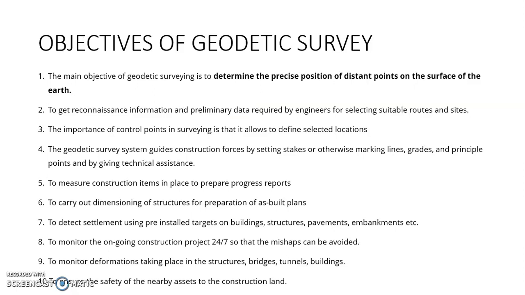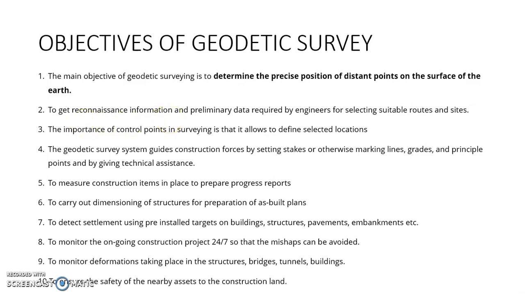What is the objective of geodetic survey? The primary objective of geodetic survey is to determine the precise position of distant points on the surface of Earth. Now, these points will be far apart. The other objective is to get reconnaissance. Reconnaissance is the first information that you get when you go to a site.